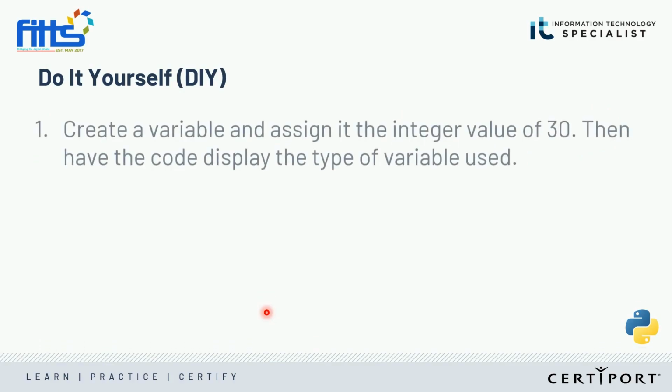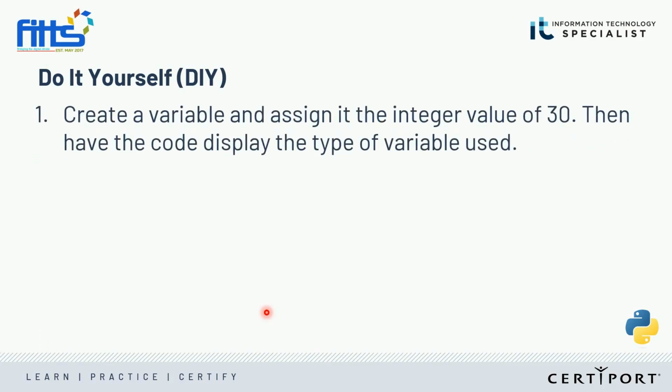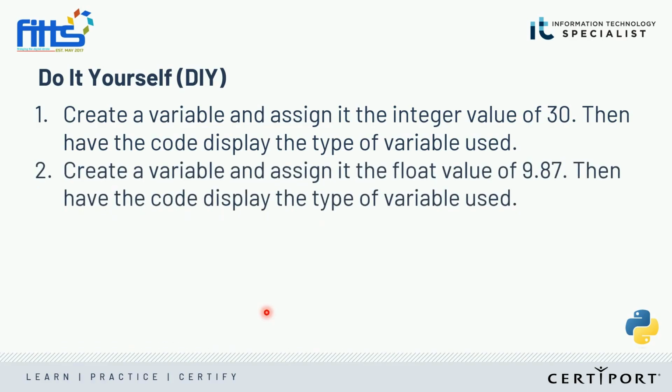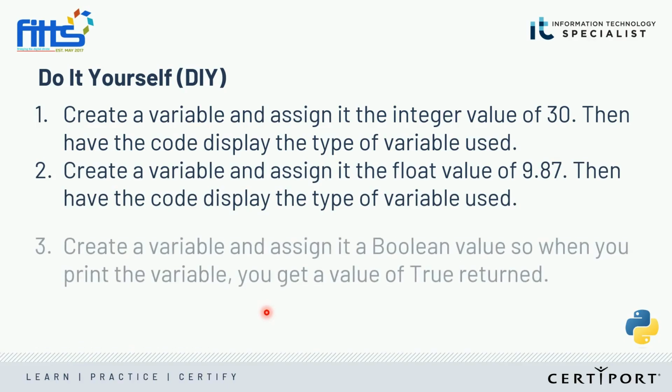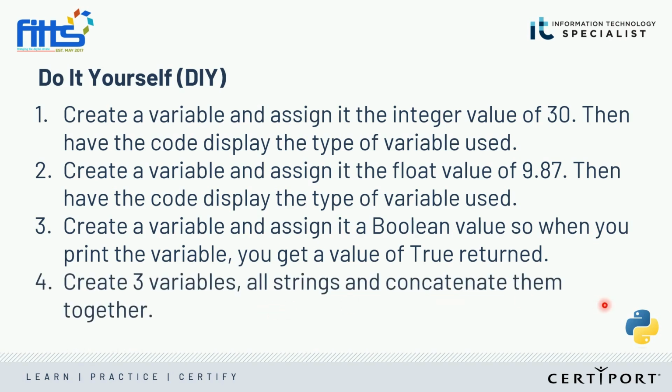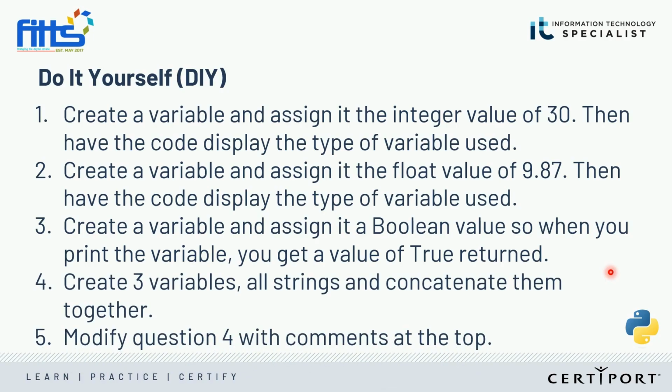Okay. So this is something I want you to do yourself. Create a variable and assign it the integer value of 30, then have the code display the type of variable used. Create a variable and assign it the float value of 9.87, then have the code display the type of variable used. Create another variable and assign it a Boolean value, so when you print the variable, you get a value of True returned. And I want you to also create three variables, all strings, and concatenate them together. And modify question 4 with a comment at the top.